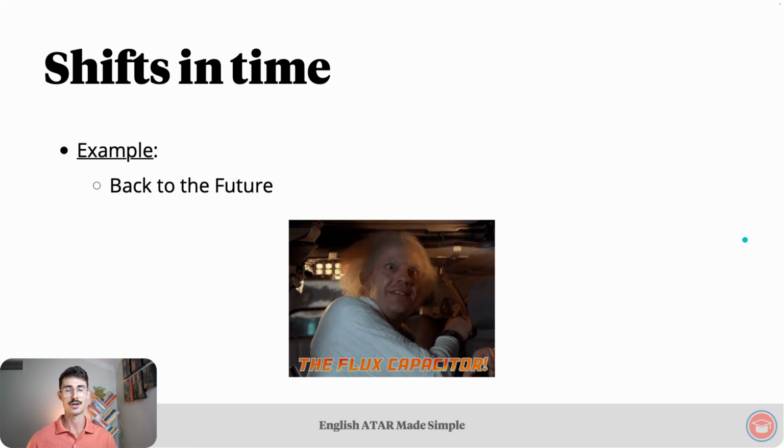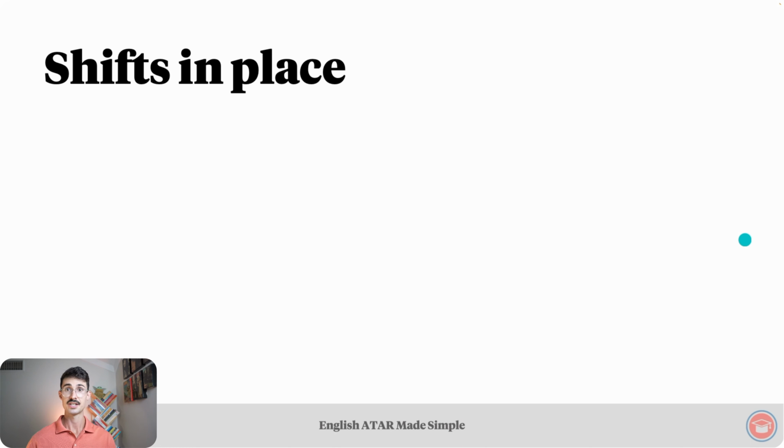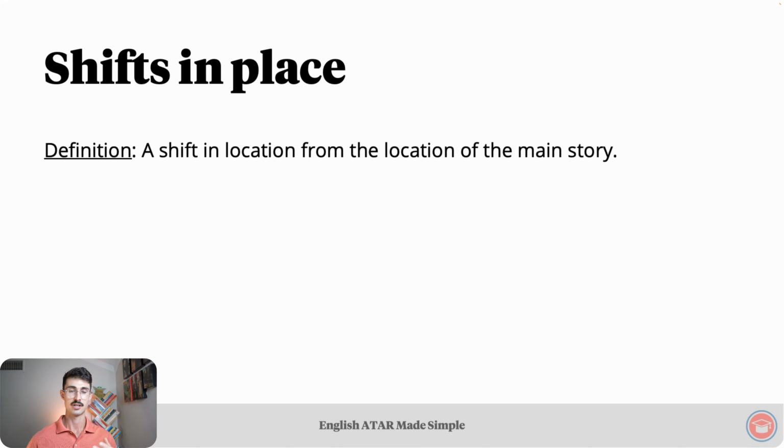Example, can't go past Back to the Future. The main story takes place in 1985, then the main characters travel back in time to 1955. Shifts in place. Definition: a shift in location from the location of the main story. Nowadays, with the big production value of most films that come out, shifts in place are guaranteed to happen in basically every movie. But now that you've got a name to describe it, it doesn't hurt to apply that understanding.